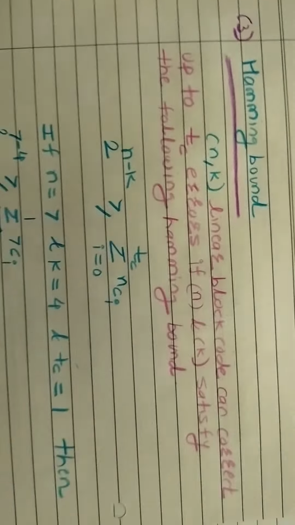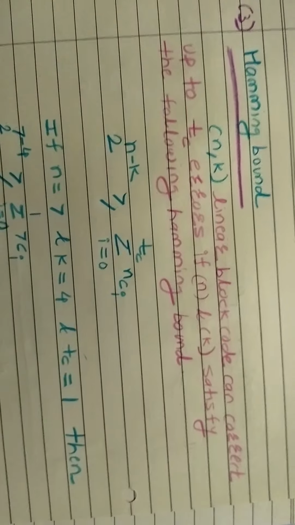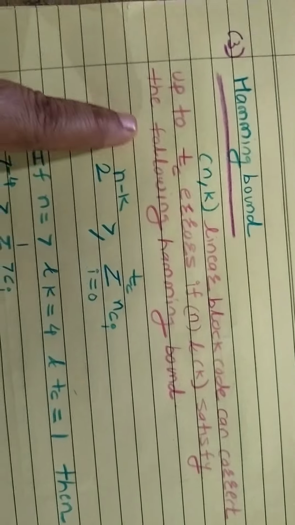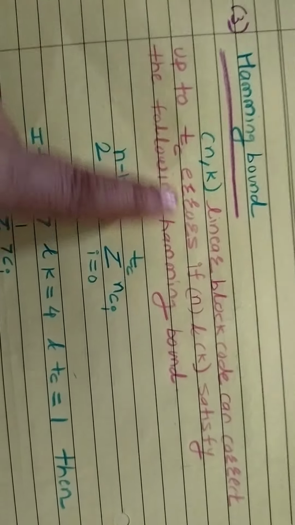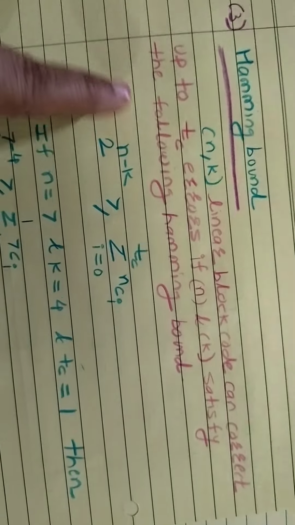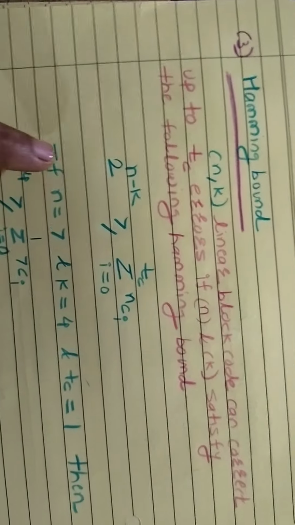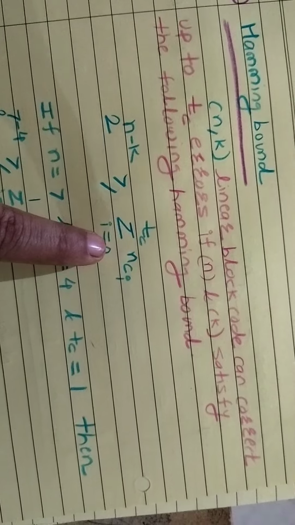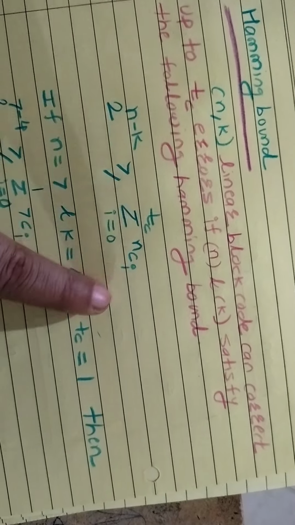So the next term which is important in linear block code is the Hamming bound. So what is Hamming bound? An (n, k) linear block code can correct up to tc errors if n and k satisfy the following Hamming bound. So what is that Hamming bound? 2 raised to n minus k is greater than or equal to the summation i equal to 0 to tc of nCi.